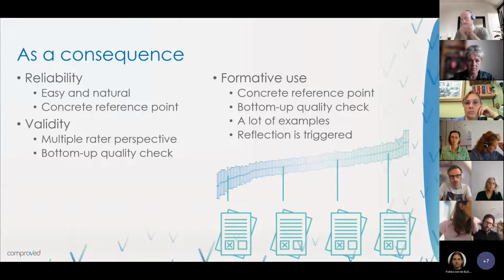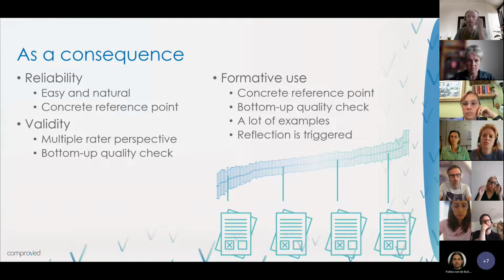They see a lot of examples, and reflection is triggered. So they see things that are good, and then they want to know, oh, if it's already in my text, how can I incorporate it into my text? Okay, this one is making such faults. Do I make those faults myself or not?